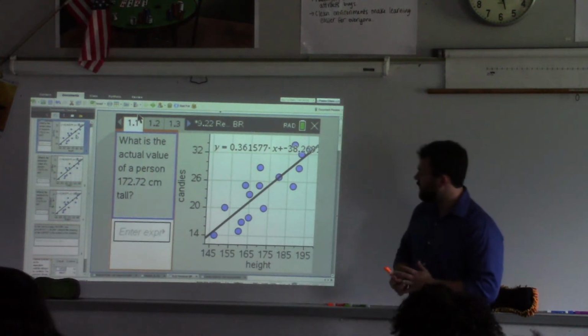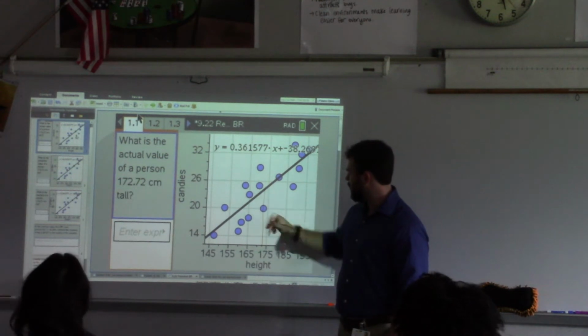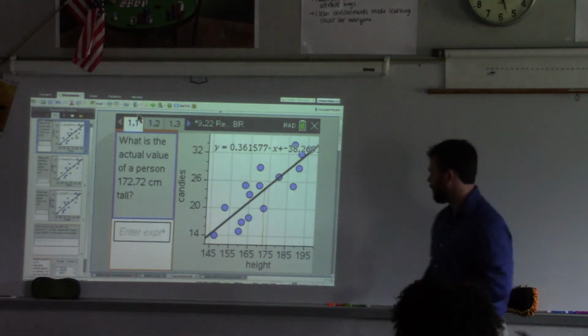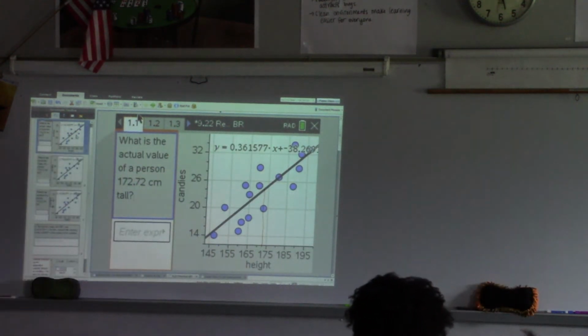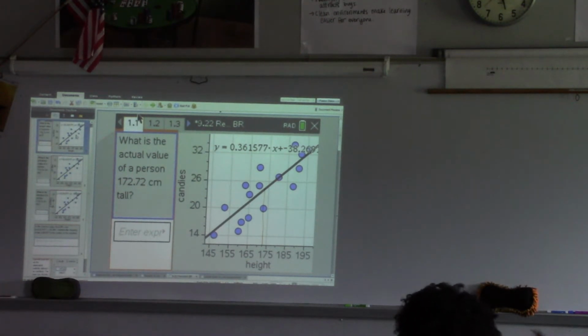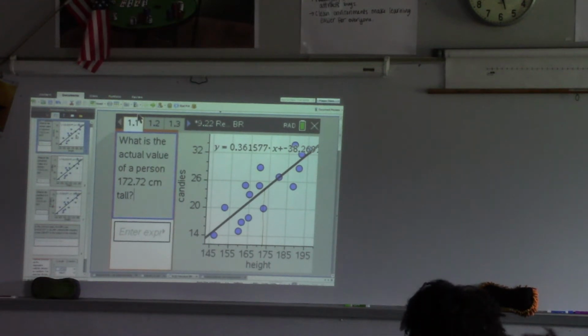When you substitute that 172 in, what are you trying to find? The actual value. Nope. The residual. The actual value is not on that line. I'll go ahead and tell you that right now. I moved the mouse over the dot.